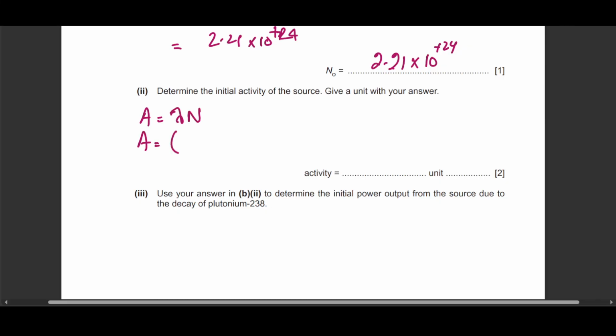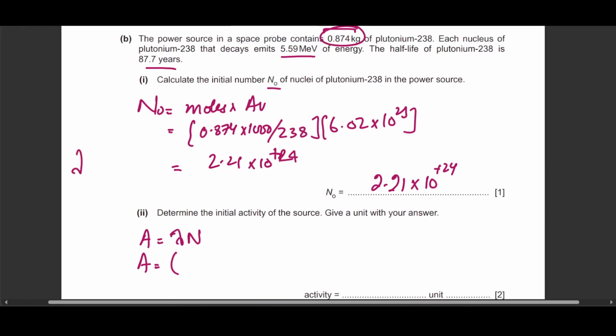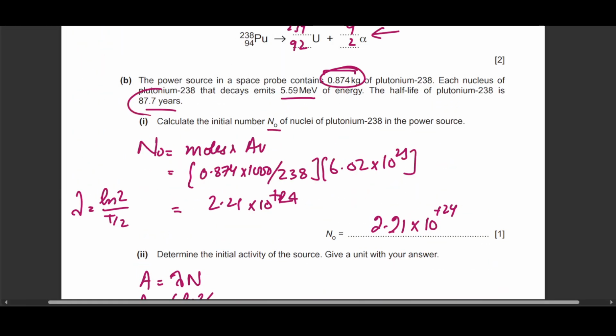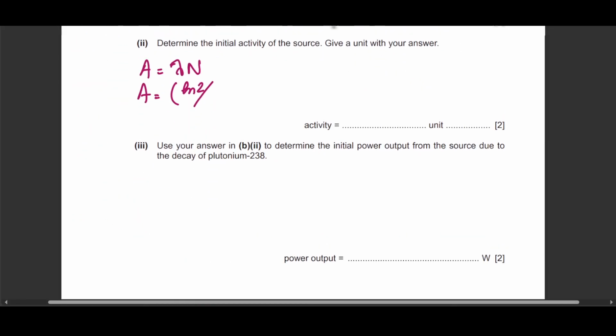So activity is equal to lambda. Lambda is the decay constant. The decay constant has an equation, which is ln of 2 divided by the half-life, right? So that will be ln of 2 divided by the half-life, which is 87.7 years. Activity is always in per second.